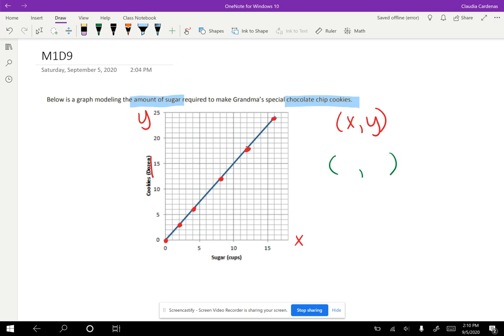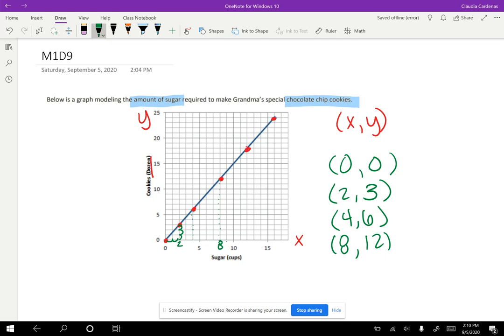Okay, so I see that the first one is (0, 0). I see another one: 1, 2, 1, 2, 3. So if I was drawing it on my pen to see exact points, I have (2, 3). I have 4, 1, 2, 3, 4, 5, 6, so (4, 6). Then I see this is 10, so this is 9, this is 8: 1, 2, 3, 4, 5, 6, 7, 8, 9, 10, 11, 12. And I think that's good for right now. We don't need to worry about the other two, as long as we have most of the points to see what our pattern is.